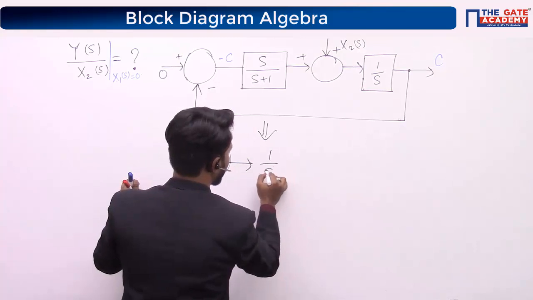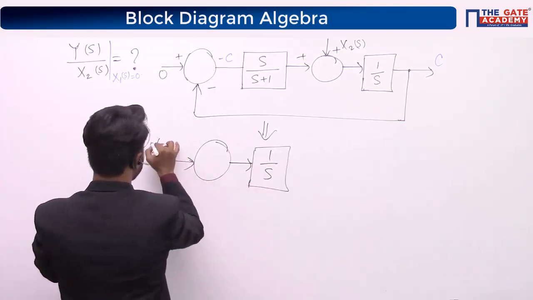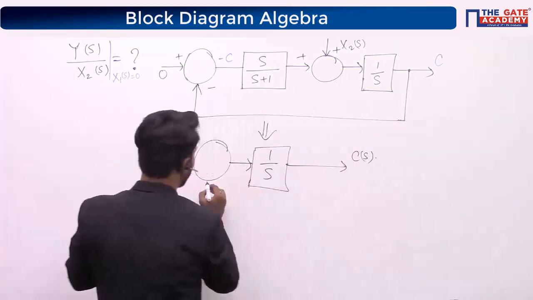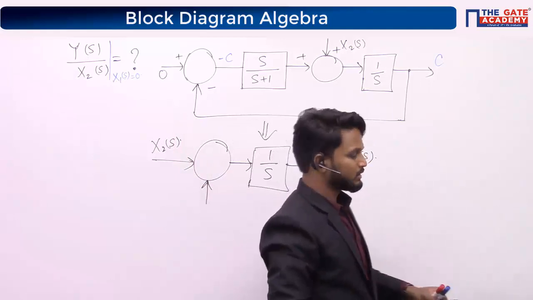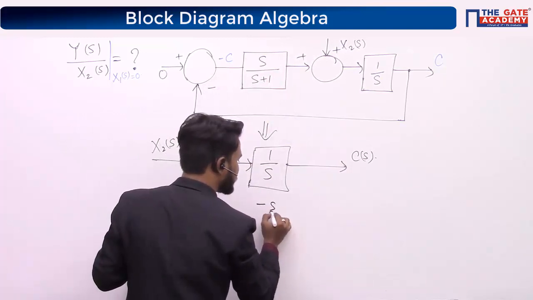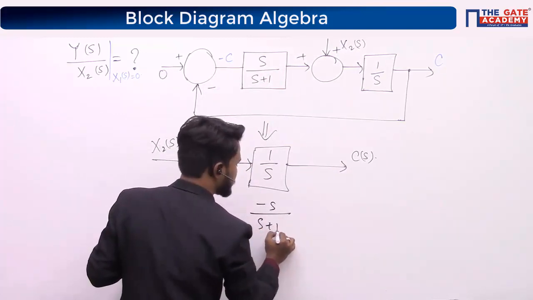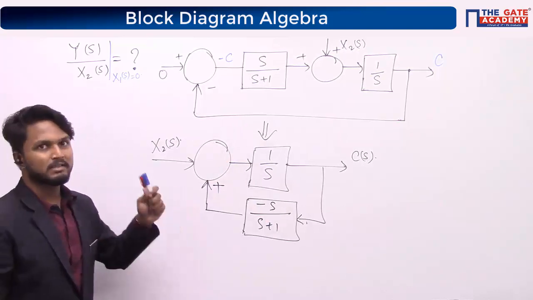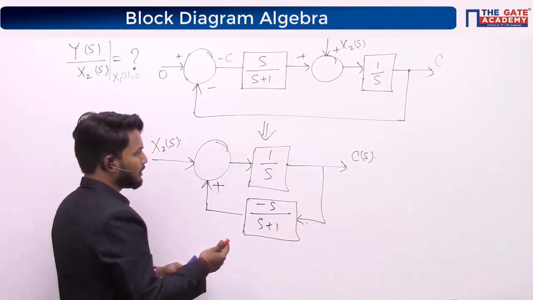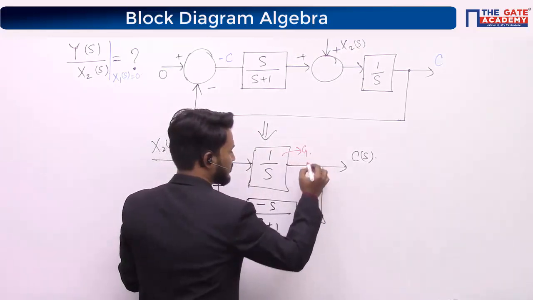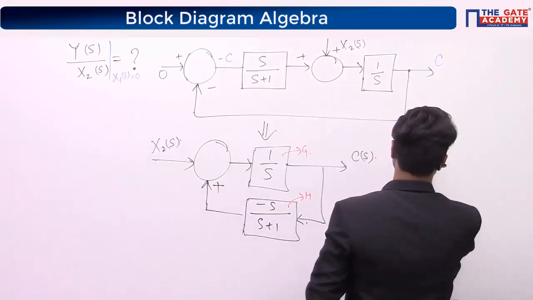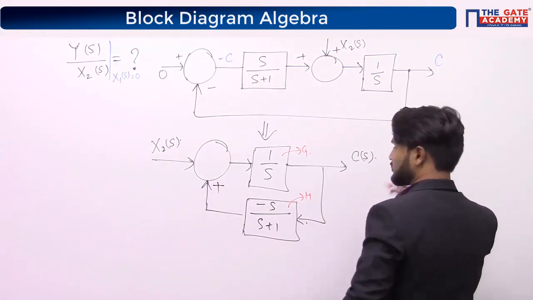See here, it is 1 upon s. The input is X2(s) and the output is C(s). Is this plus? Yes, this is plus. So minus is getting multiplied with s here, minus s by s plus 1. You can simplify this in this manner. This is a positive feedback system, you can see. So you can call this G and this H. What is the overall transfer function? Overall transfer function is G by 1 minus GH.